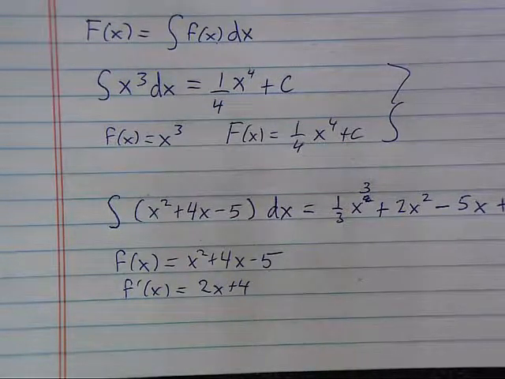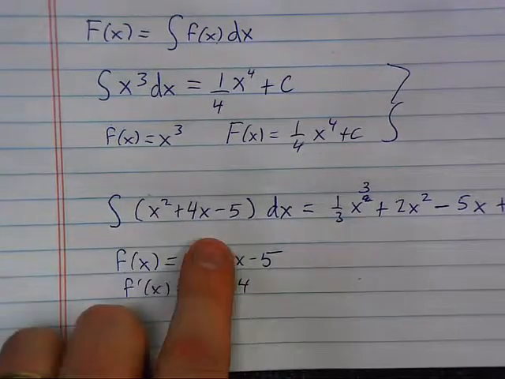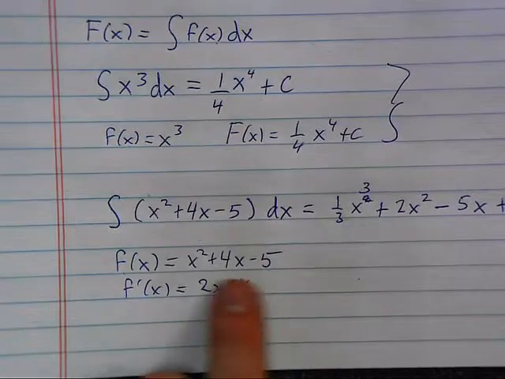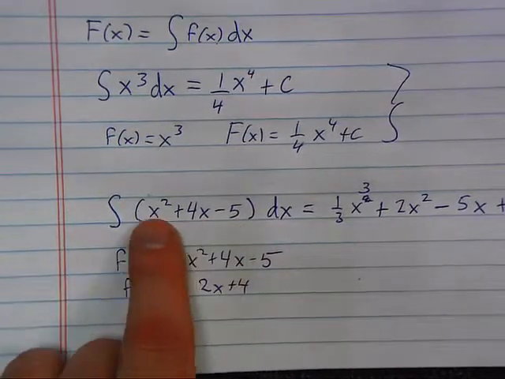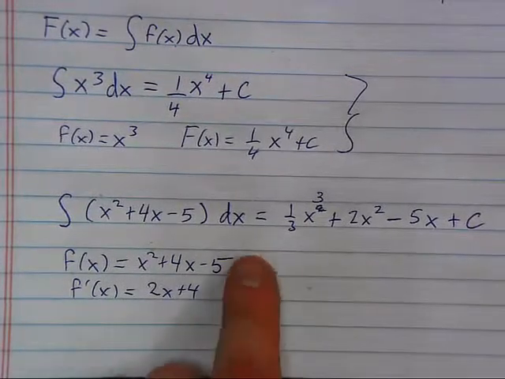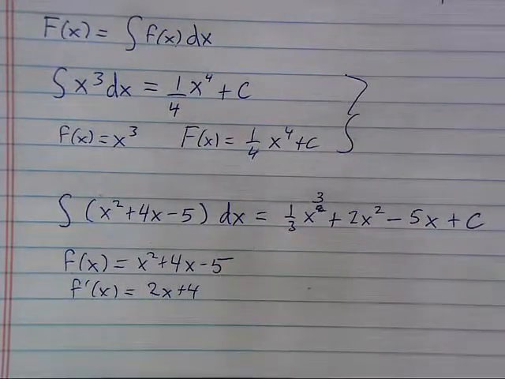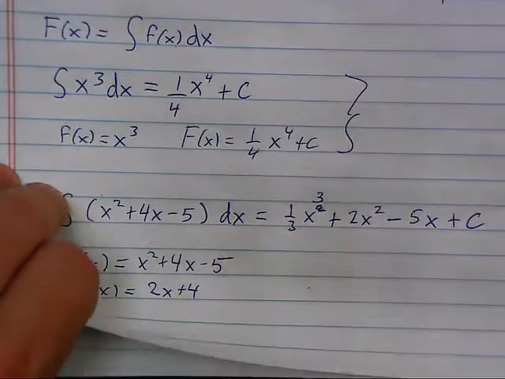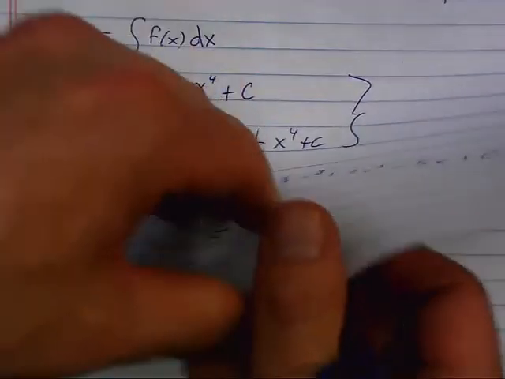So it's kind of the exact same rule we had for derivatives. When we were finding derivatives, if we had a polynomial like that, we simply found the derivative of each piece. Same thing works for antiderivatives. If you have a polynomial, you simply find the antiderivative of each piece individually. Oh, it gets a lot harder. That's the real question.